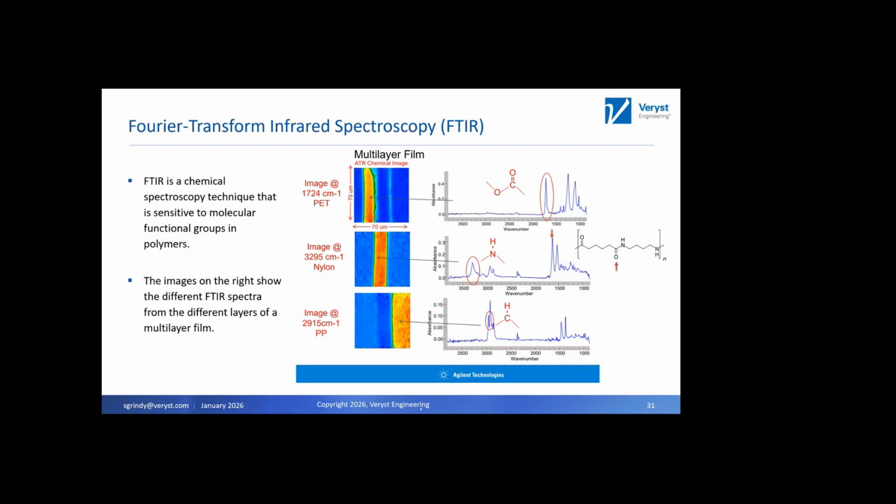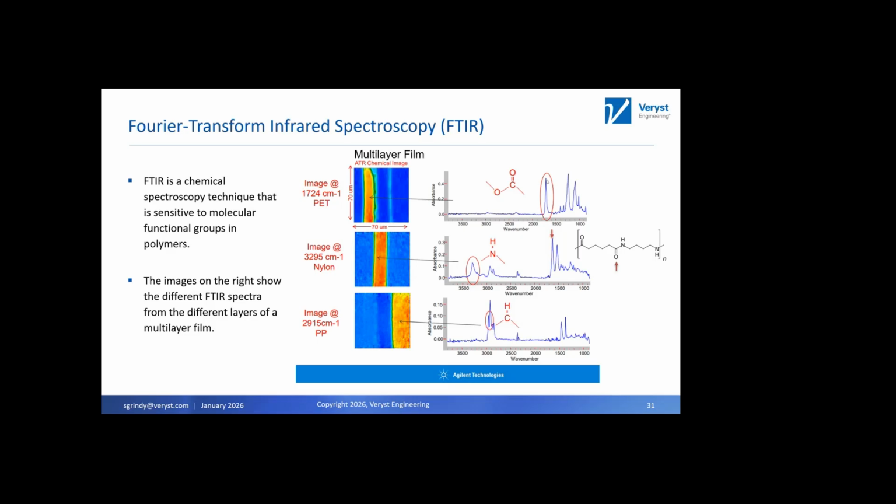This image is something I've just taken from Agilent's marketing material. They're looking at basically a 3-layer film. And you can see the IR spectra over on the right for each of the 3 layers of the film. This is absorbance as a function of wave number, which is how FTIR spectra are typically reported. And each one of these peaks in the spectrum corresponds to essentially a different functional group within the polymer.